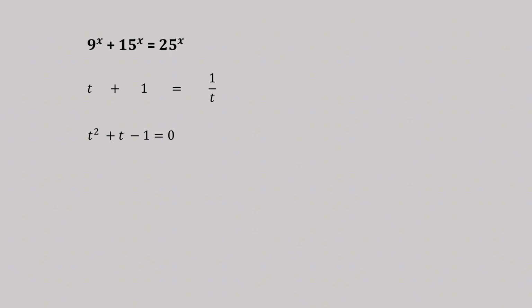I'll leave its solution aside, but when you solve it, these are the 2 roots you'd be getting. t equals (square root of 5 minus 1) divided by 2, or t equals minus (square root of 5 minus 1) divided by 2. The first root is positive while the second root is negative.